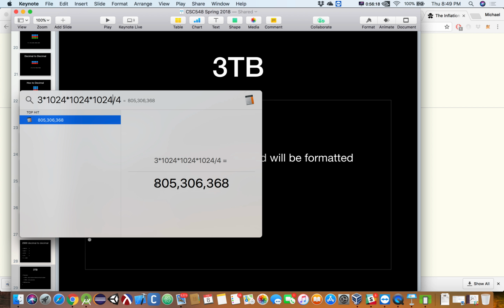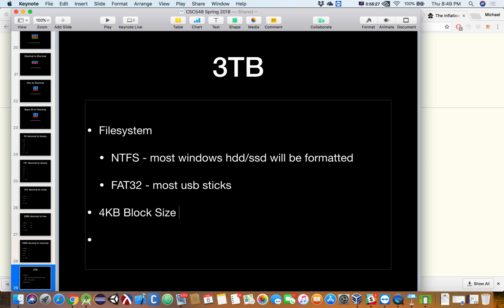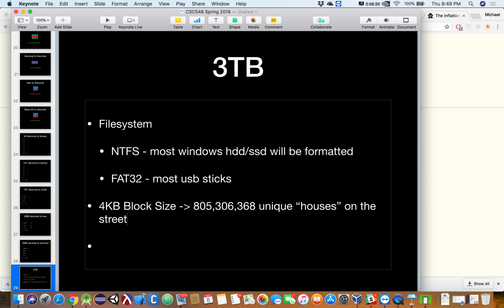This is the number, who's going to let me copy this? There we go. This is the number of unique houses on our really long street. Make sense? And these are indexed from 0 to 805,306,367. Make sense? That's how they're indexed.